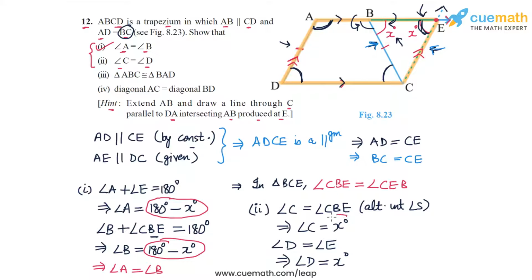So both angle C and angle D have a measure of x degrees, and from here we can conclude that angle C is equal to angle D. So this proves part 2 as well. So we have proven 2 of the 4 parts. Now let's go to part 3.